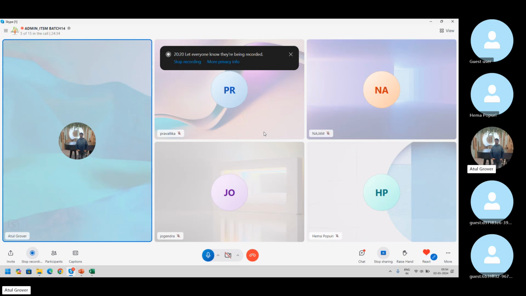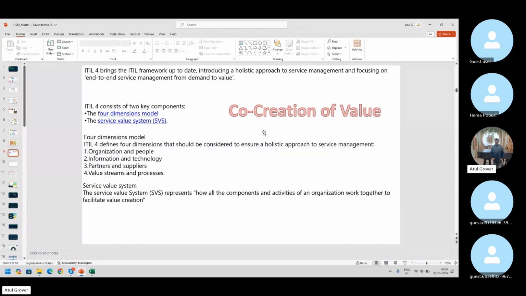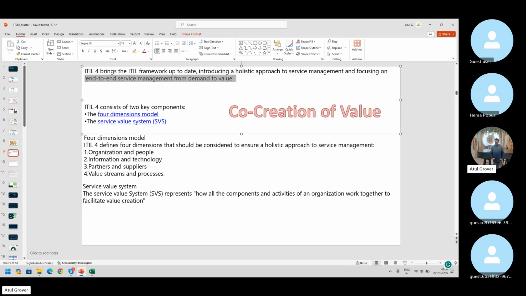In the same manner, ITIL4 brings a lot of new changes in the IT industry specifically. So they introduce a definition. They say that introducing a holistic approach to service management and focusing on end-to-end service management from demand to value. This is the core definition of ITIL4. And the main term is called end-to-end.